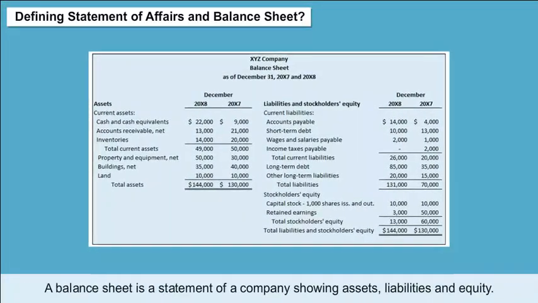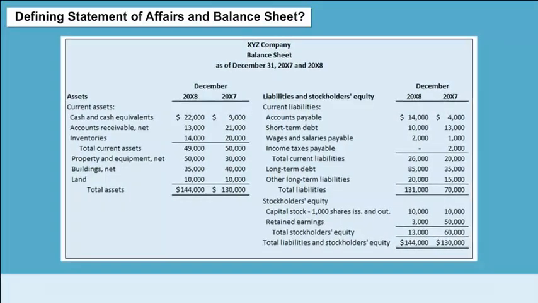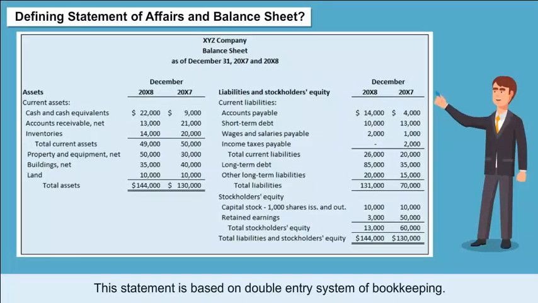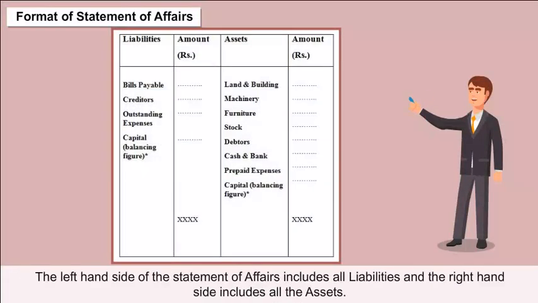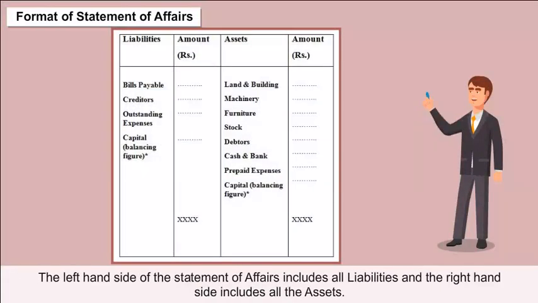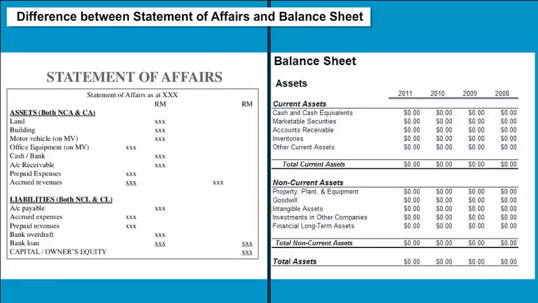A balance sheet is a statement of a company showing assets, liabilities, and equity. This statement is based on the double entry system of bookkeeping. Format of statements of affairs. The left-hand side of the statement of affairs includes all liabilities and the right-hand side includes all the assets. If the total of the liability side is more than the total of the asset side, it shows the debit balance of capital.